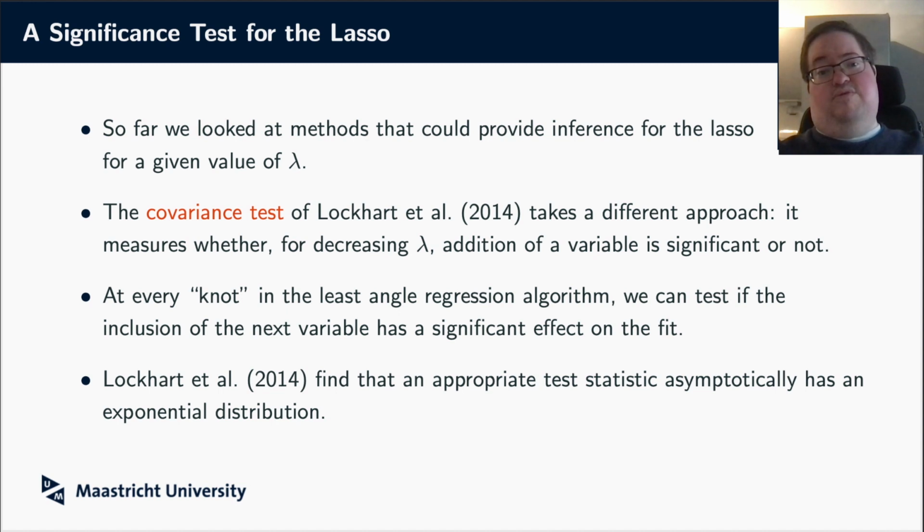And this is covered by the covariance test proposed by Lockhart et al. Essentially it's going to take the least angle regression algorithm, which gives us a solution for the lasso with a modification, over the whole path of lambdas. And at every point where we have a knot, where a new variable is coming into play, we can do a test to see whether this actually provides a significant improvement. And this therefore gives us a very different perspective on the lasso and also on doing inference.